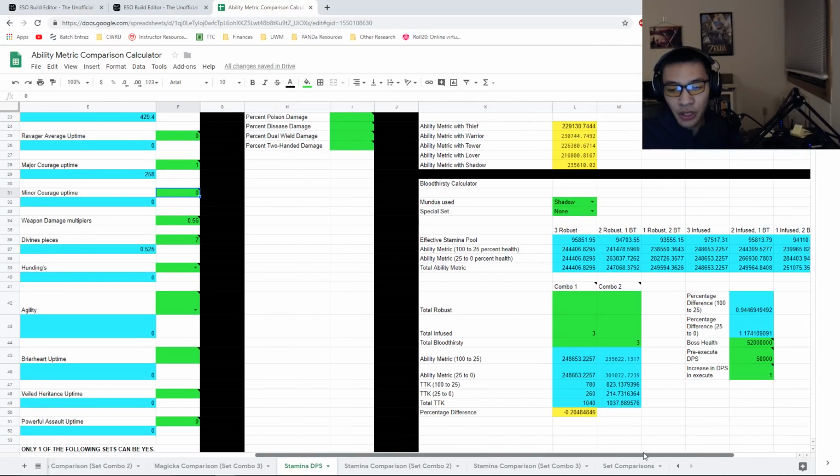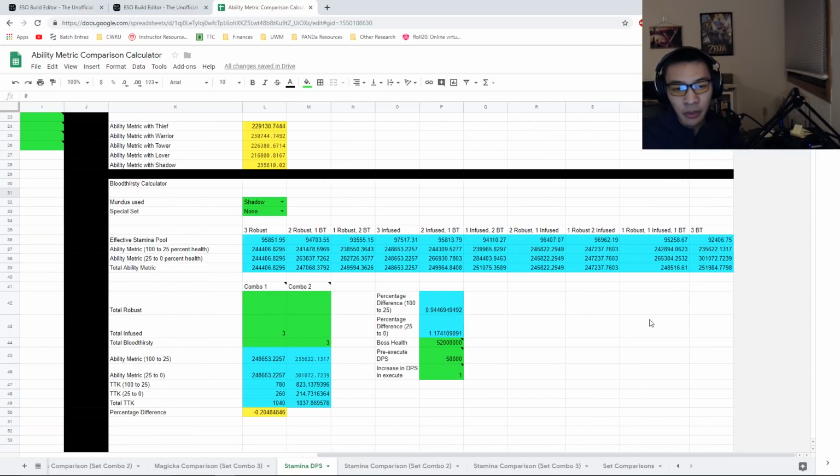So we take a look here at the Bloodthirsty calculator. We're assuming we're running the shadow, and we're going to be comparing 3 Infused versus 3 Bloodthirsty. We can also take a look at 1 Infused and 2 Bloodthirsty to see if that made that big of a difference either.